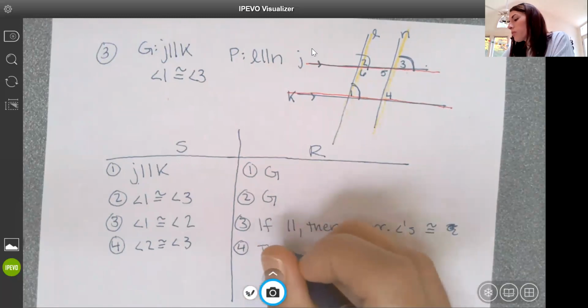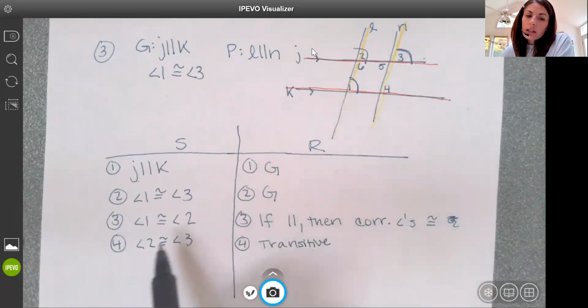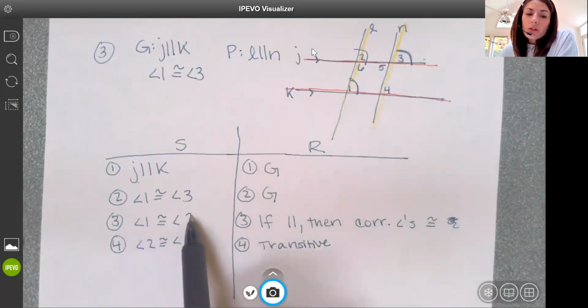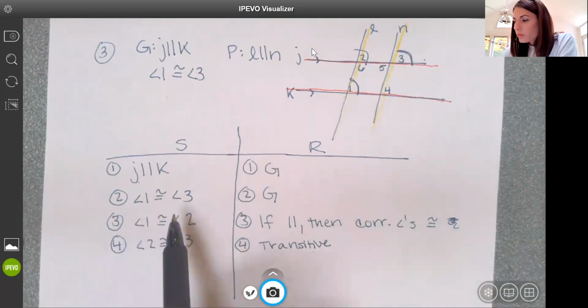Transitive property. I would also take substitution on this step because technically we could say that I'm taking 2 and substituting it in for 1 in my first expression. So transitive or substitution would be fine.